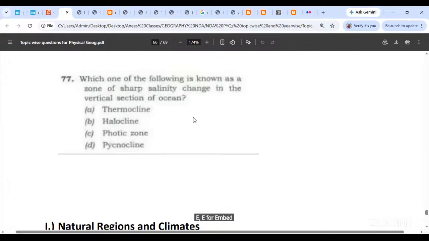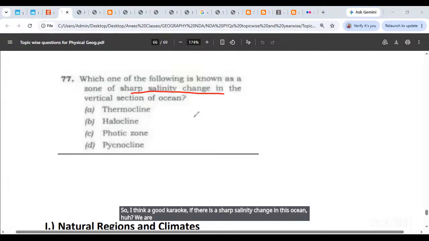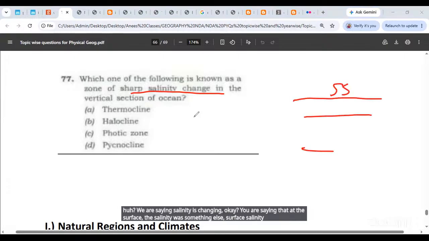So, if you are saying that there is a sharp salinity change in this ocean, we are saying salinity is changing. At the surface the salinity was something else, and then within the ocean the salinity has changed very drastically. This is the zone where the salinity either drops or increases very drastically. Okay, that is the place.